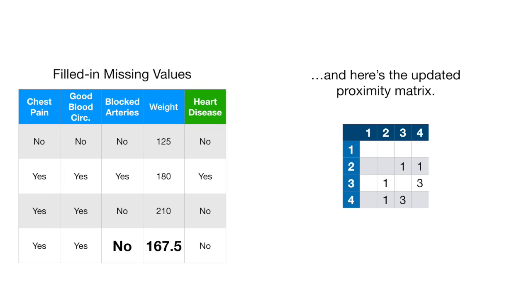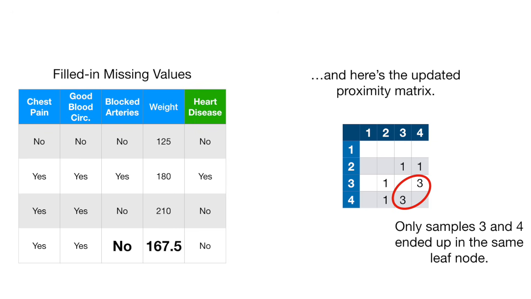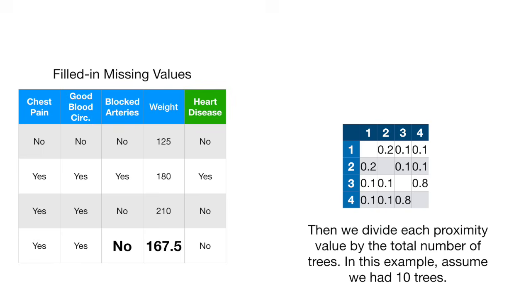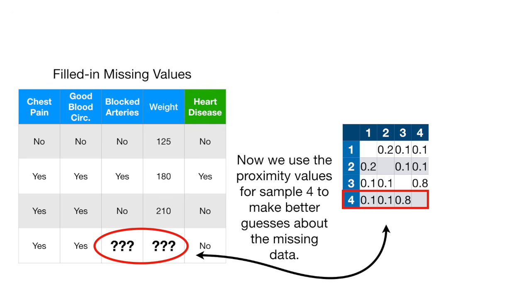And here's the updated proximity matrix. Only samples 3 and 4 ended up in the same leaf node. Ultimately, we run the data down all the trees and the proximity matrix fills in. Then we divide each proximity value by the total number of trees. In this example, assume we had 10 trees. Now we use the proximity values for sample 4 to make better guesses about the missing data.